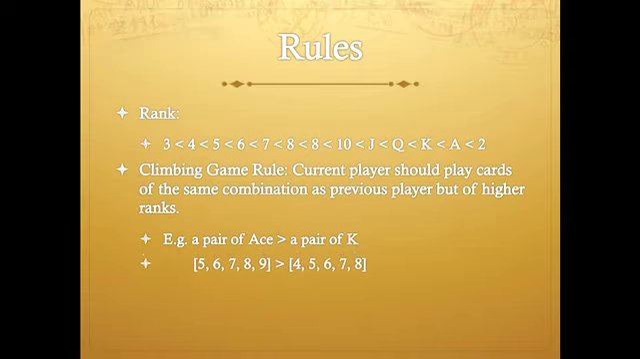A straight from 5 to 9 is larger than a straight from 4 to 8. A full house of 3 kings plus 2 jacks is larger than a full house of 3 tens plus 2 queens. Note that when we're comparing full houses, we're only comparing the three of a kind.